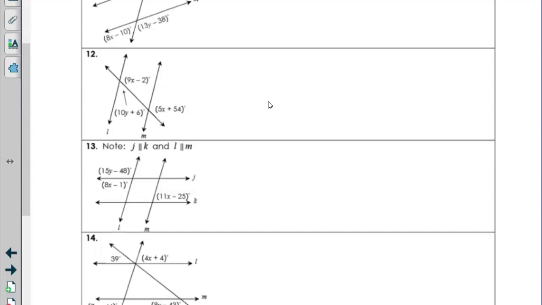Alternate interior. Which alternate interior do you want to use? You're talking about these two? Yeah. Or are you trying to make these alternate interior? Yeah. Boy, they really do look like alternate interior, but what we have to do would be like the transitive property. You have to find a common link in there. You're going to do this in proofs.